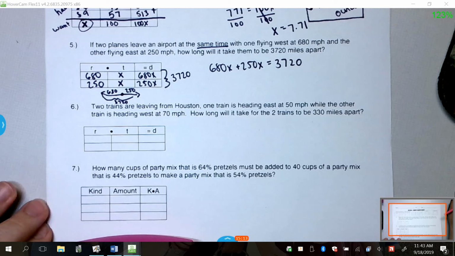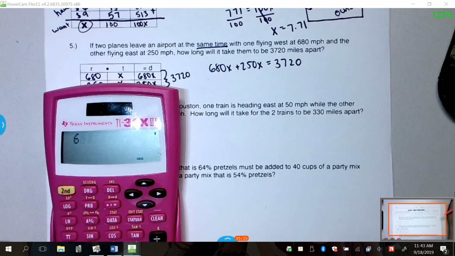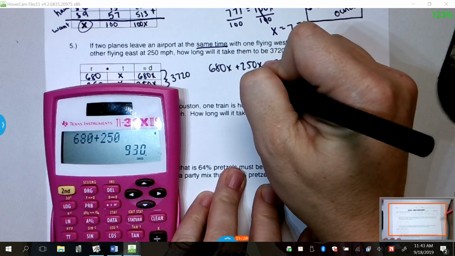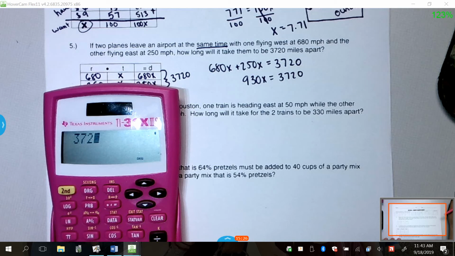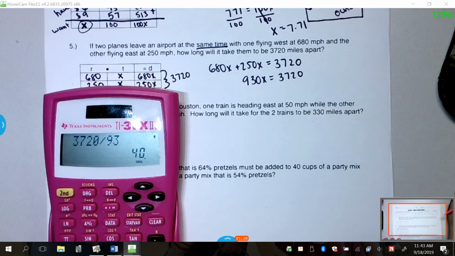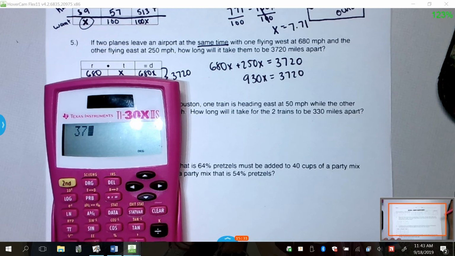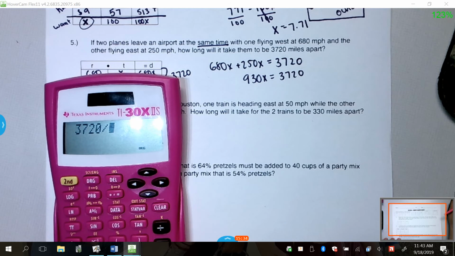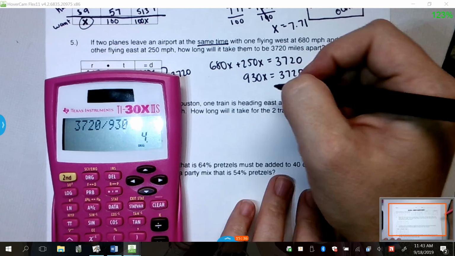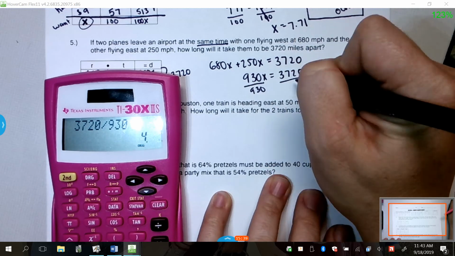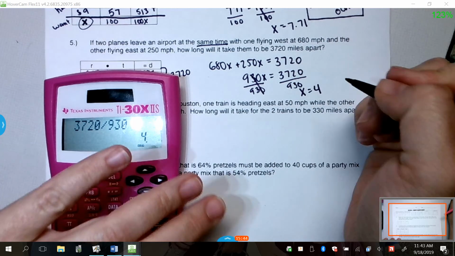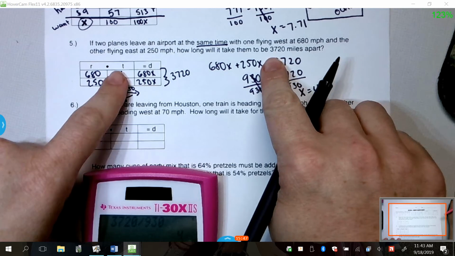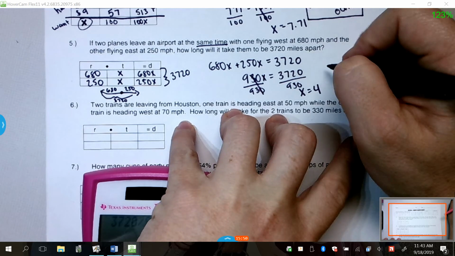Okay, so 680 plus 250 is 930. So then 3,720 divided by 930 is 4, because I'm going to divide both sides. And x equals 4. So let's see if that's our answer. It says how long will it take for them to be that far apart, so that's time, so that is my answer. So it's going to be 4 hours, because it's miles per hour.